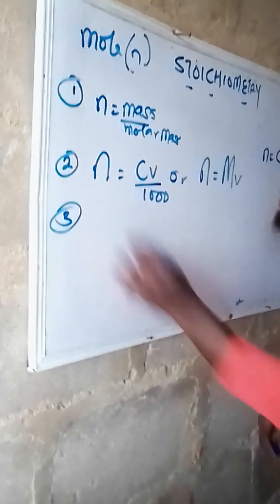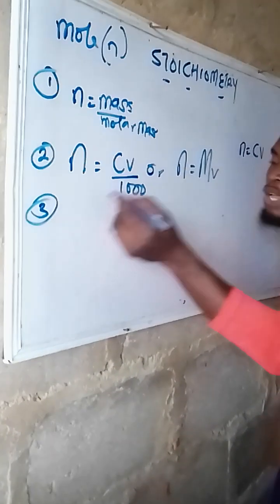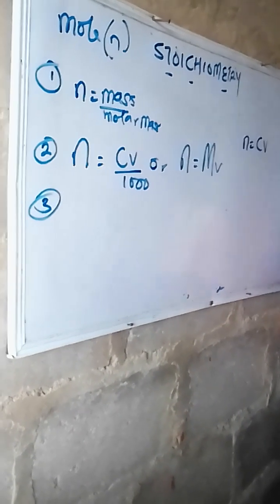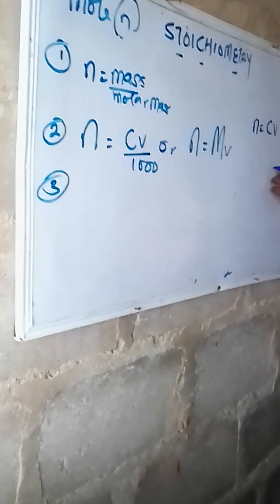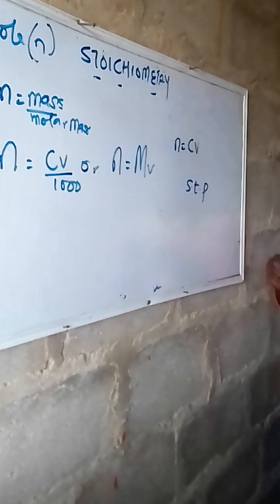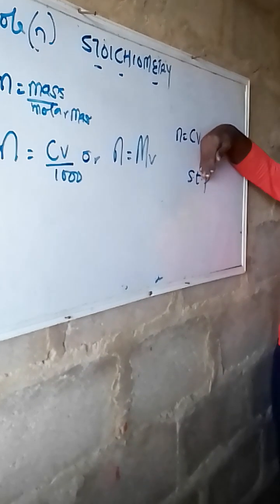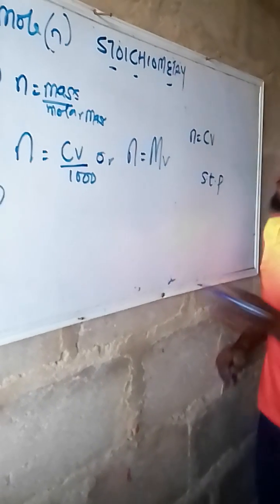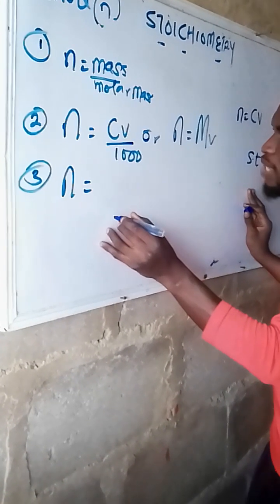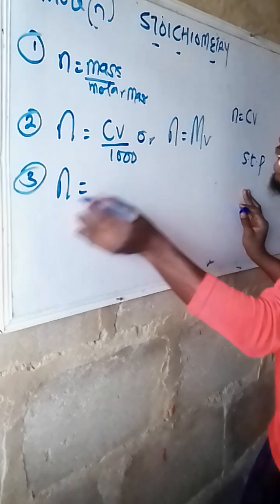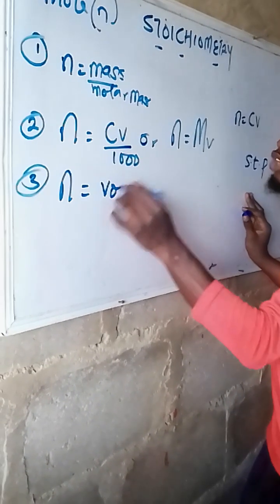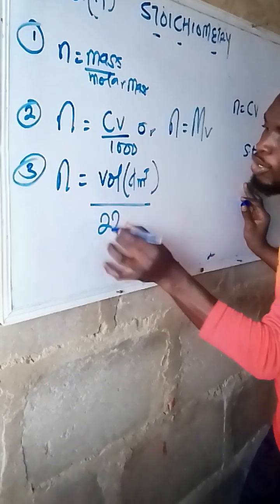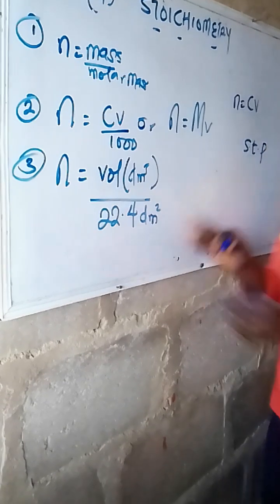Now, number 3, when you are dealing with moles at STP. What is STP in chemistry? Standard temperature and pressure. Are we together? We have to deal with n equals, please cram that formula for those preparing for exams, n equals V, volume in dm cubed, all upon 22.4 dm cubed. This is the formula to use.